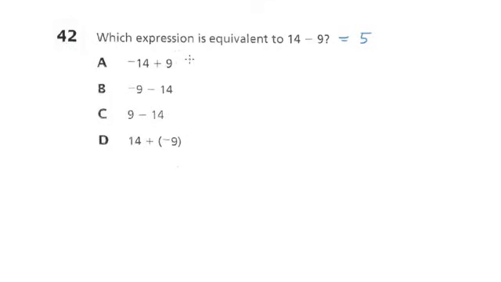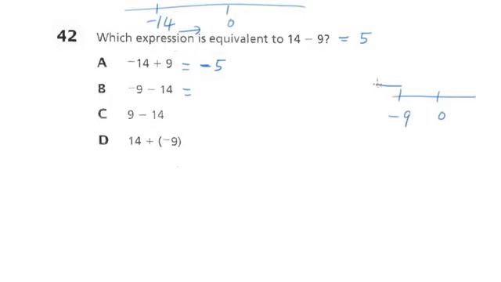If we're on negative 14, a number line can also help us. Let's say we're on negative 14. If we're adding 9 here, we're not going to go past 0, so this is still going to be negative, and negative 5 is our answer here. Over here, if we're at negative 9, I'm going to draw another number line. If we're at negative 9 and we're minusing 14, we're going to be more negative. We're actually going to be at negative 23, so that doesn't equal 5.